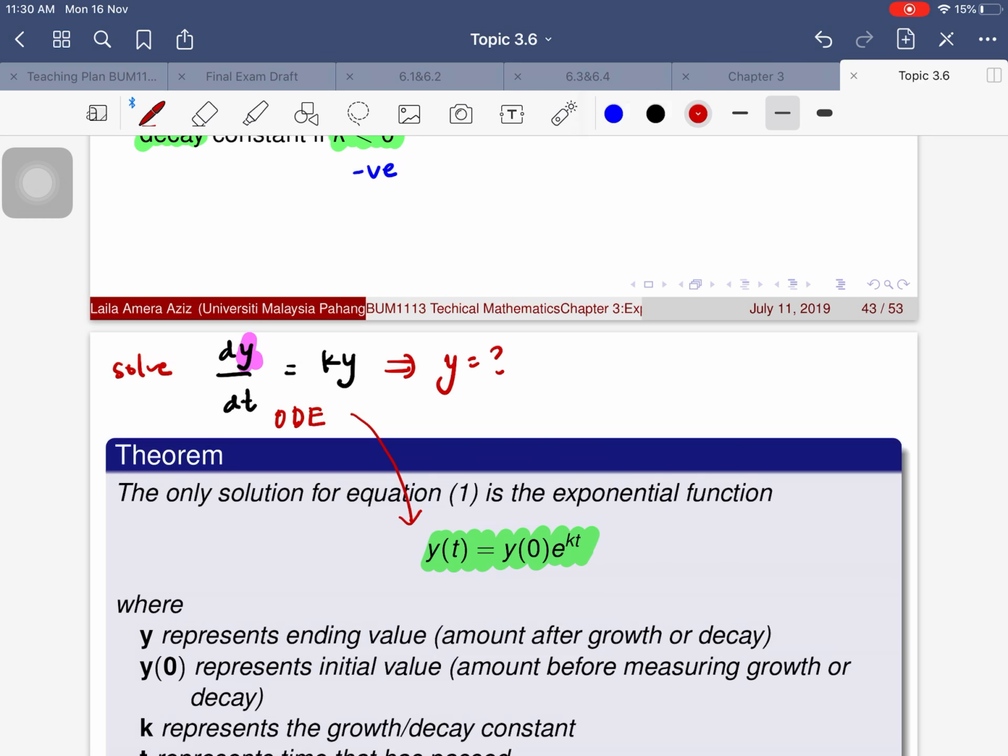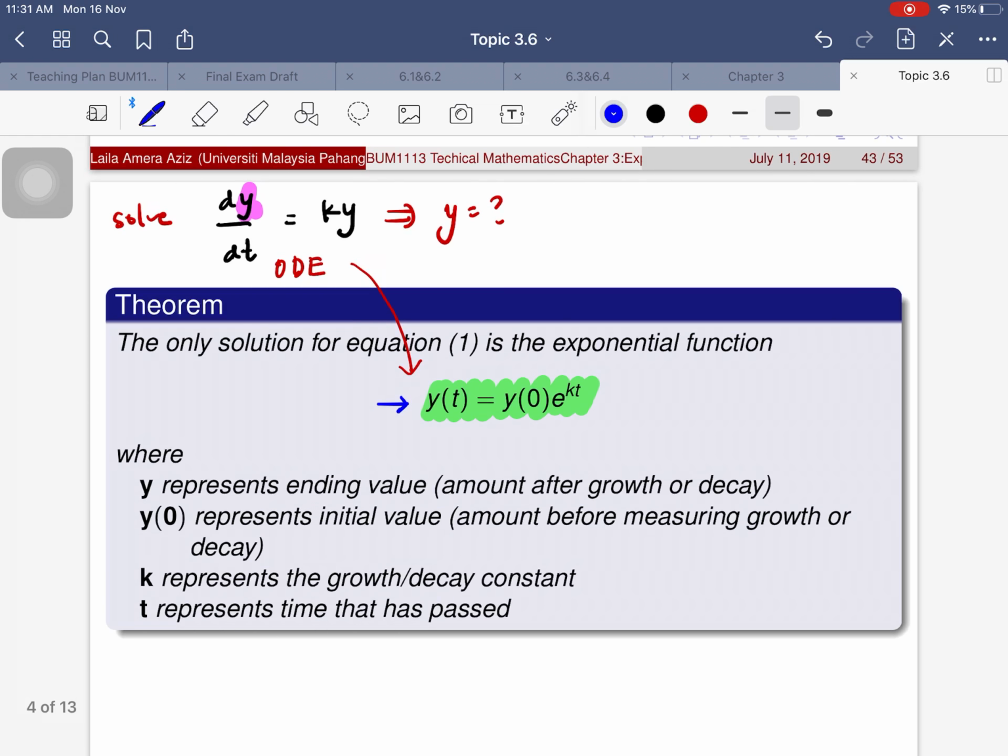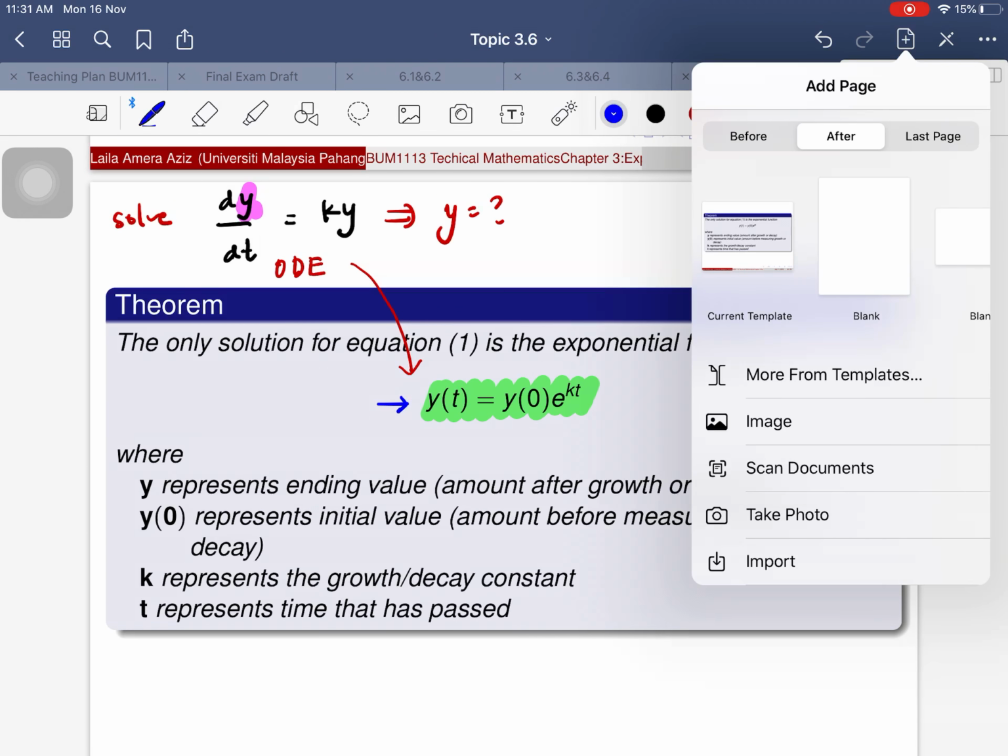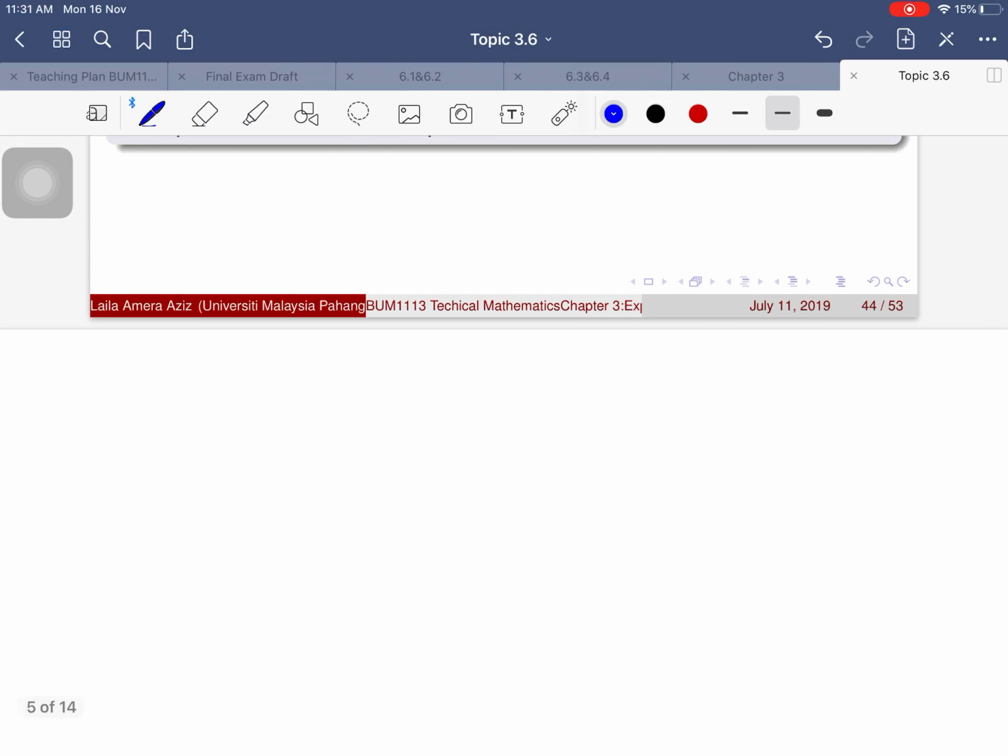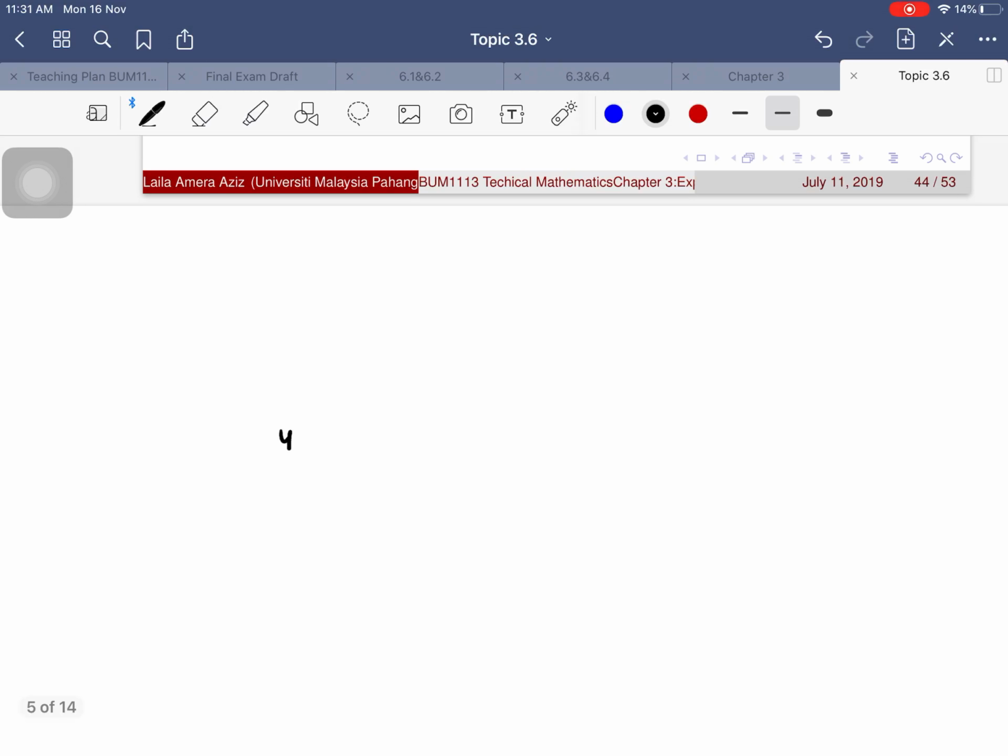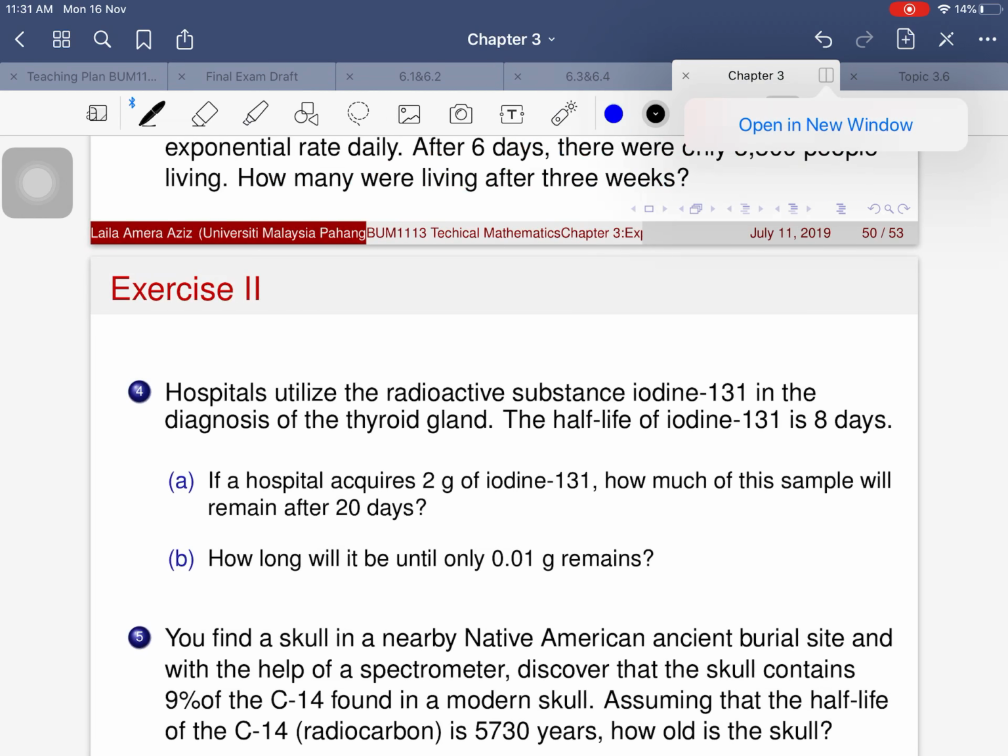Okay, so in this course we will be talking about the solution over here, for which y(t) is equal to y naught exponential of kt. Let me add another page where I will explain this equation. So we're going to be dealing with this equation: y(t) is equal to y naught exponential of kt. This will be the equation that we're interested in. Let me put it in the middle so I can explain each of the components easily. Sorry, that should be y(t).